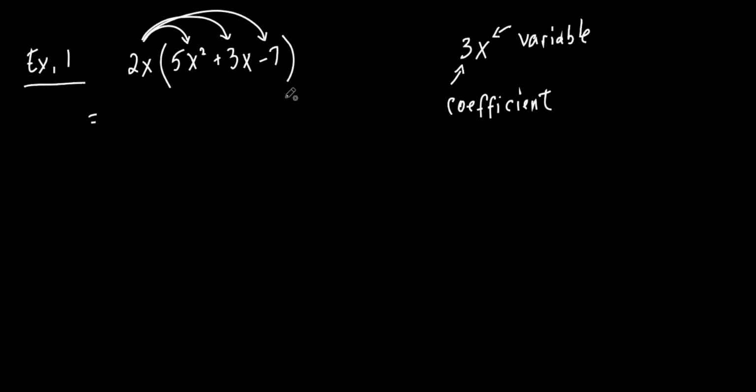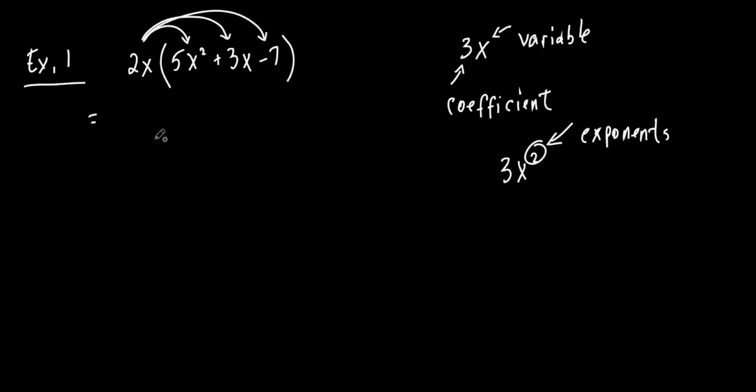All right. So now we know that. What if you had 3x squared? What's the squared thing? What's that? That's the exponent. All right. Again, just making sure we're speaking the same language. We good? All right. So now, if I'm multiplying 2x times 5x squared, first of all, we multiply the coefficients first.